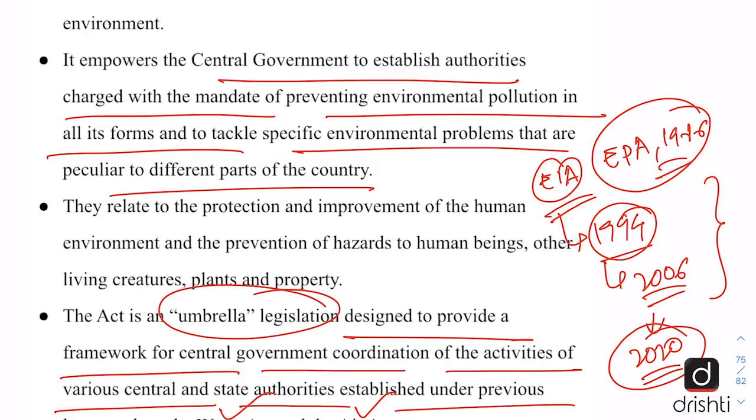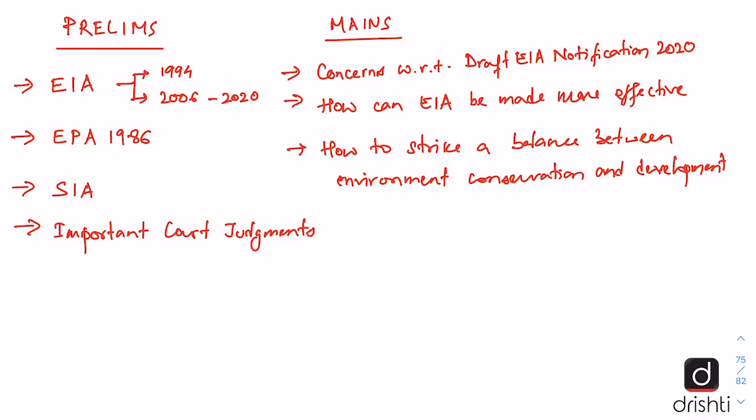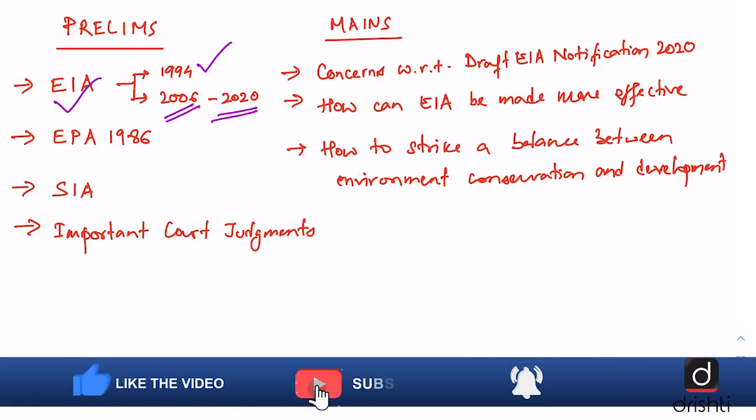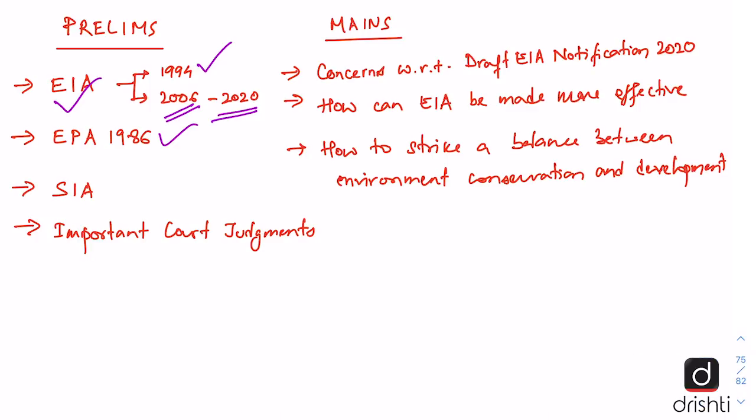So after this, let us look at the kind of questions that can be asked in prelims and mains. In prelims, one can be asked directly about environmental impact assessment, when it was notified for the very first time. So it was in 1994. Then the latest revision was in 2006. And after this, a draft has been issued in 2020. Also, a question can be asked about the Environment Protection Act of 1986. Then a question can be asked about social impact assessment as well, and important court judgments dealing with environmental matters.